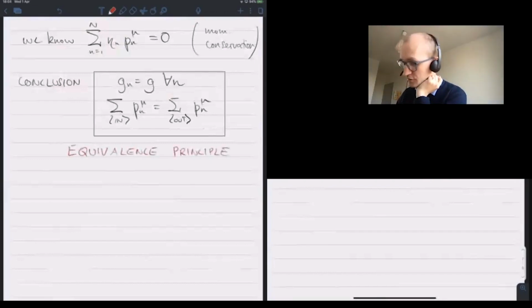And to me, that's the totally amazing conclusion, right? So the conclusion for the spin 2 case is that the graviton must couple with the same strength to every possible matter particle that you could add. The equivalence principle.